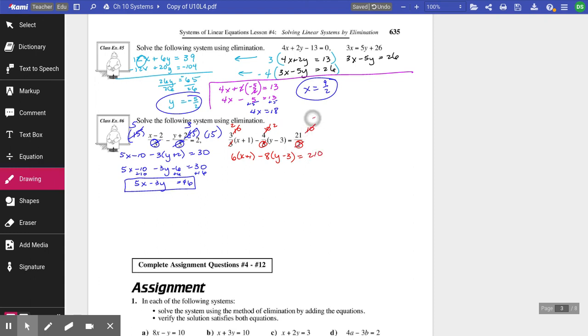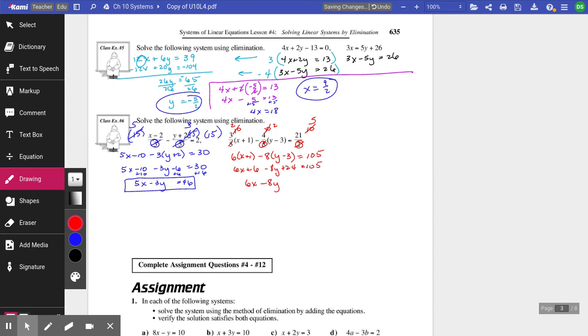Oh, sorry, this becomes a 5. And 21 times 5 is 105. Okay, so a little bit more work here. So the point is that you have to do a lot of work before you even begin. And I don't even know if you remember how to do that, but that's a good reminder. So 6x minus 8y. Now I've got 30 on the left that I have to subtract. So subtract 30 from the other side and you get 75. Okay, now we're at a point where we could start working.